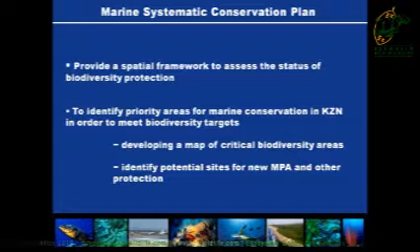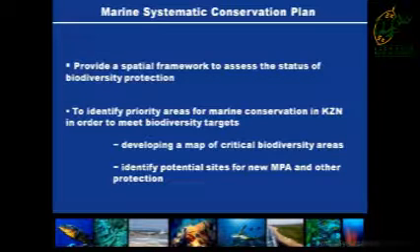One of the outcomes of the NPAES was to identify these protected area targets within the most efficient areas to conserve biodiversity. And the best way to do this is to develop a systematic conservation plan. This provides a spatial framework to assess the status of biodiversity protection and identifies priority areas for marine conservation in KZN. It helps us to develop a map of critical biodiversity areas and potential sites for new MPAs along our coastline.